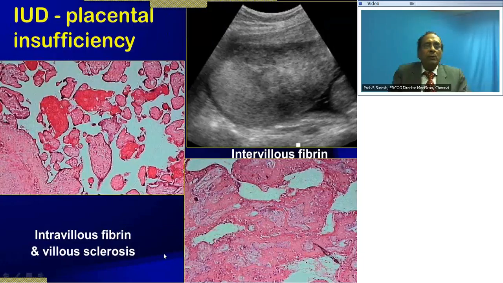Now, here is a patient who had an intrauterine demise, and when we looked, the placenta was large, and there was a lot of fibrin deposition. On histopathology they demonstrated intervillous fibrin and villous sclerosis, which was the primary problem for the baby. So here, even at the first scan, you can see the placenta is looking quite abnormal.